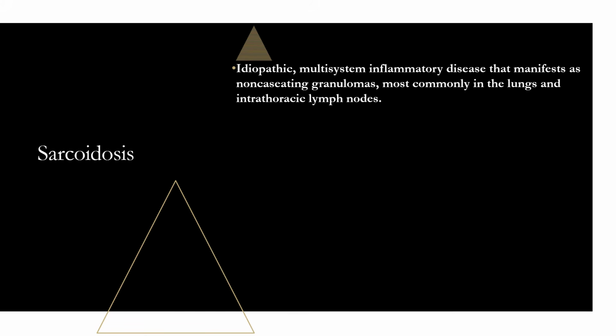So let's go ahead and get started with sarcoidosis first. Sarcoidosis is an idiopathic multi-system inflammatory disease. It manifests as non-caseating granulomas. You'll most commonly see these granulomas in the lungs and the intrathoracic lymph nodes.